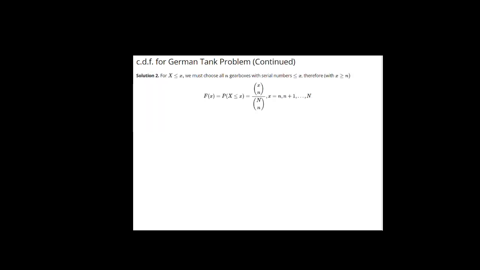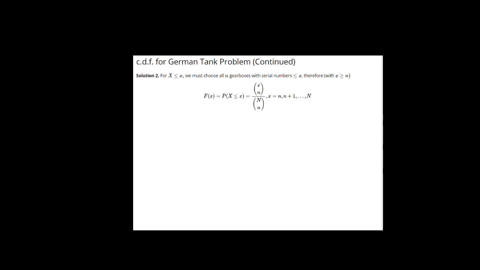Let's look at a second solution in terms of the cumulative distribution function. In order for the largest serial number to be less than or equal to little x, all little n in our sample must have serial numbers less than or equal to x. How many ways can we do this? Well, that means that of the x tanks with serial numbers less than or equal to x, we have to take a sample of n.